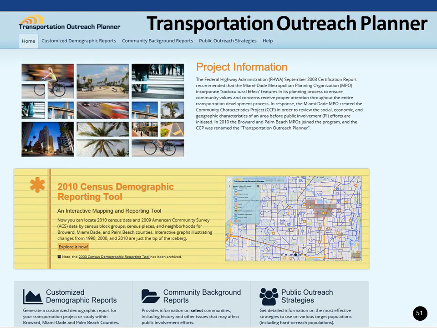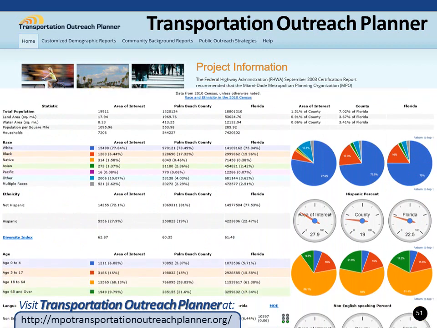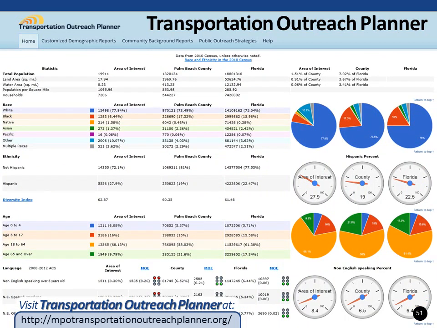If a project is within Broward, Miami-Dade, or Palm Beach County, you can use the Transportation Outreach Planner tool to generate customized demographic reports. Demographic information is also available for select communities. The customized demographic report shows the data by area of interest, county, and state.